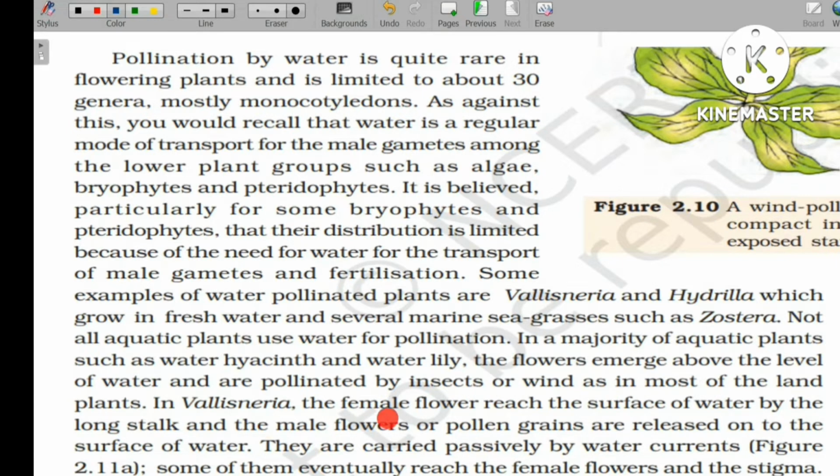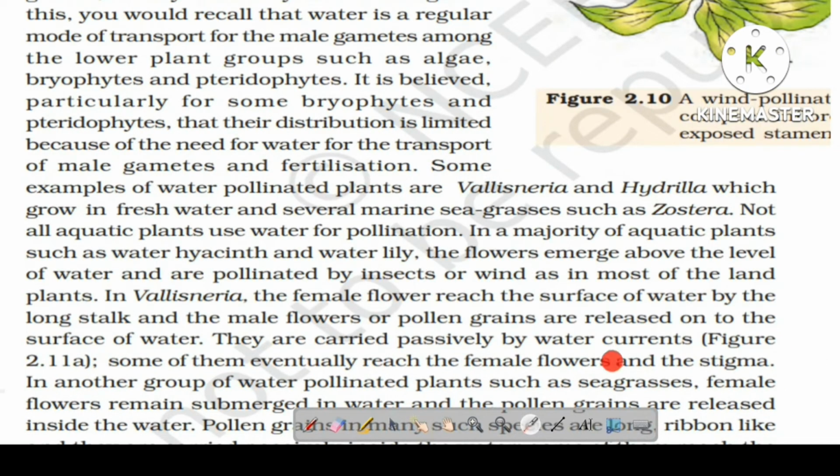In Vallisneria, the female flower reaches the surface of water by the long stalk, and the male flowers or pollen grains are released onto the surface of water. They are carried passively by water currents. Some of them eventually reach the female flowers and the stigma.